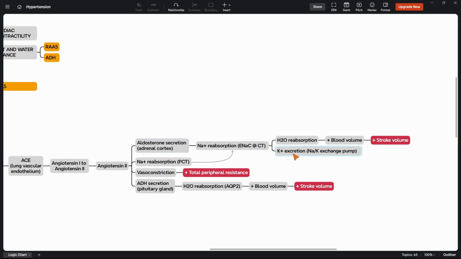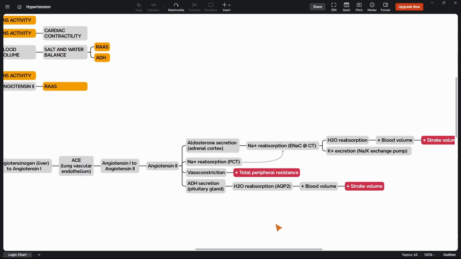Aldosterone also causes the excretion of potassium, and this happens because when sodium is reabsorbed by the epithelial sodium channel in the collecting duct, there is also a separate exchange pump called the sodium-potassium exchange pump that will secrete potassium in order to maintain one positive charge in for one positive charge out. Angiotensin 2 also causes direct sodium reabsorption in the proximal convoluted tubules. It, as its name suggests, leads to vasoconstriction, which increases total peripheral resistance.